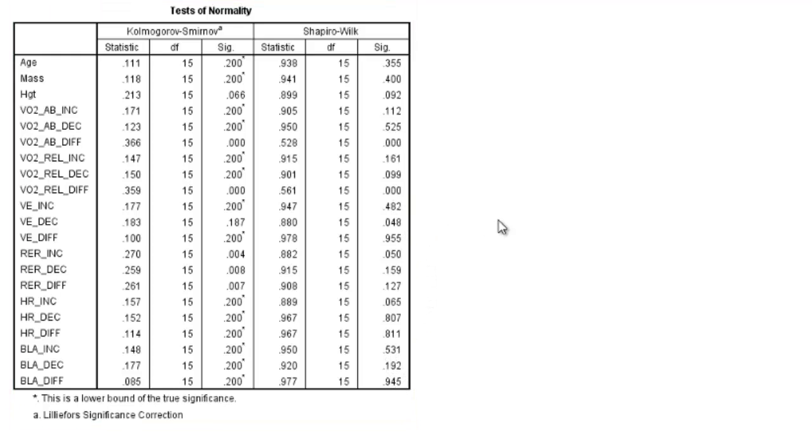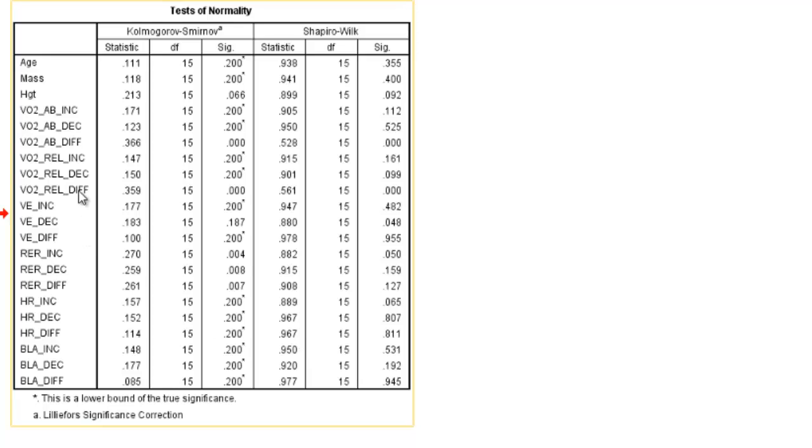If it is beneath 0.05, then we can assume that the data is not normal. So for example, this one here, VO2 AB difference is not normal, and the VO2 relative difference is also not normal. So all the rest we can class as normal.